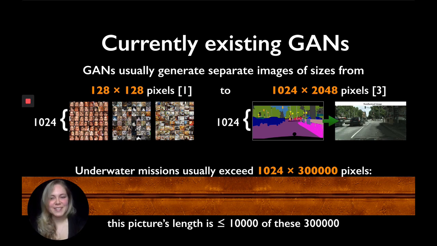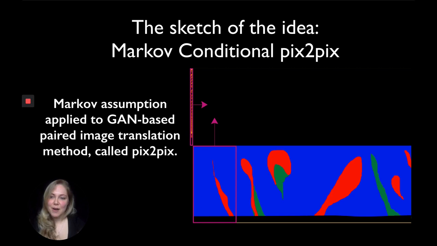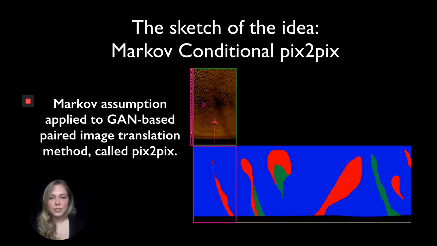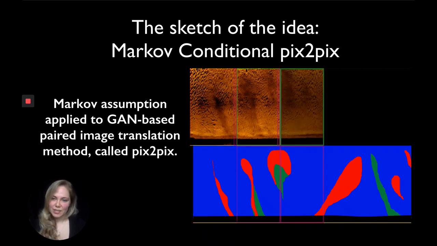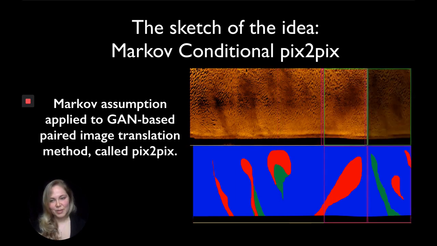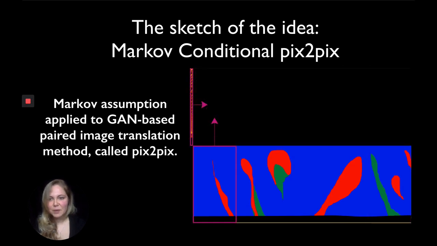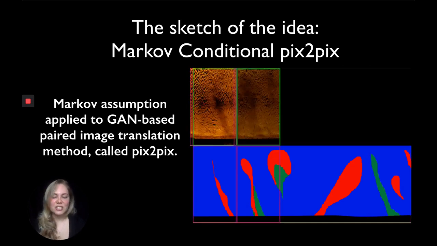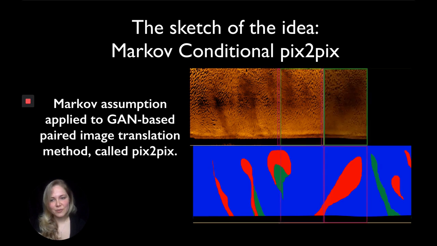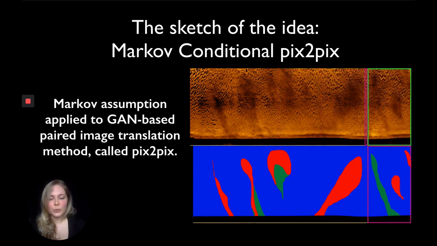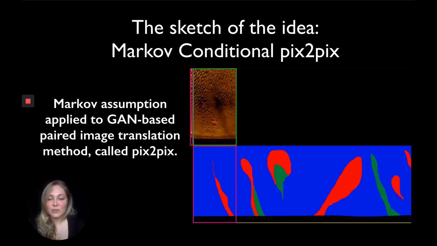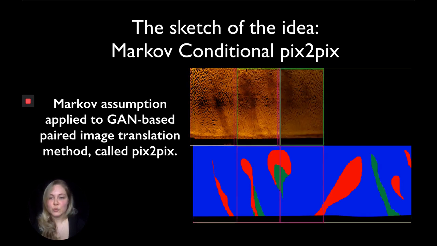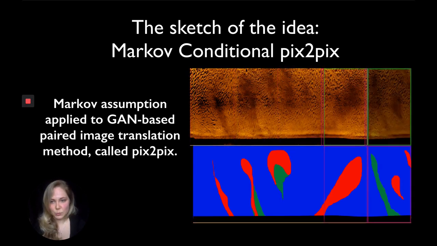So we came up with the idea that we could apply the Markov assumption to our generative adversarial networks. What we do is use the existing method called pix2pix, which translates a semantic map into something hopefully realistic looking, but we also condition it on a small snippet of a previously generated image. That way we have both piecewise generation that looks smooth and continuous, like real data do.